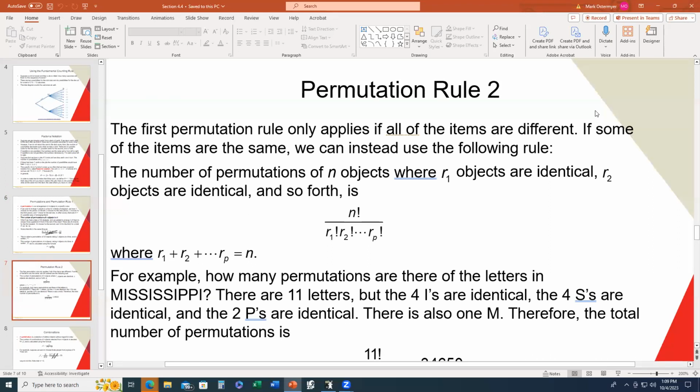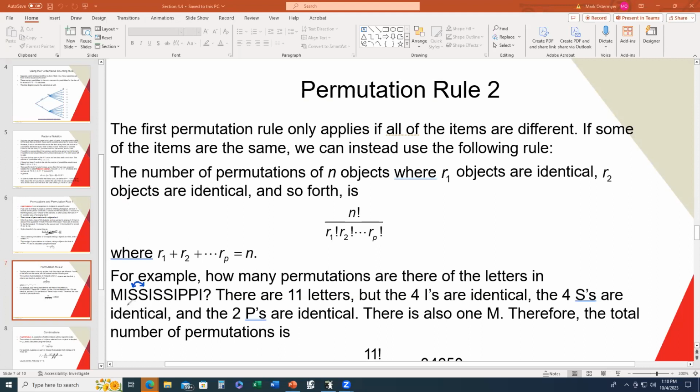For example, how many permutations are there of the letters of Mississippi? In other words, how many unique different ways can we arrange the letters in the word Mississippi? Well, one way to arrange these letters is to have them in the order that we see. But ladies and gentlemen, suppose that I interchange these 2 S's. Well, if we interchange these 2 S's, we would still have the same word, Mississippi.